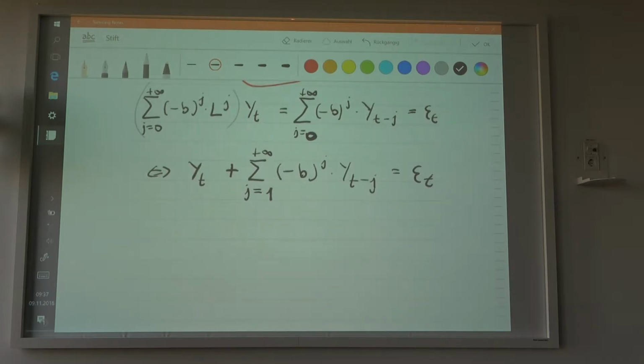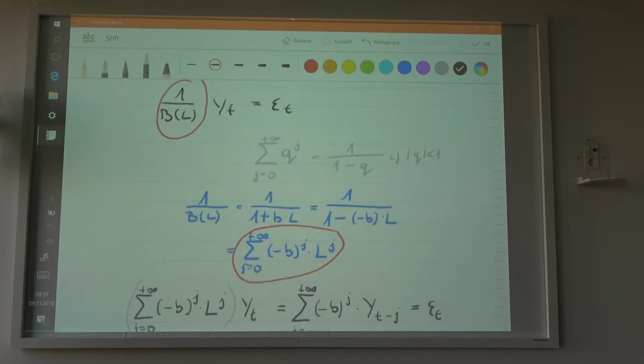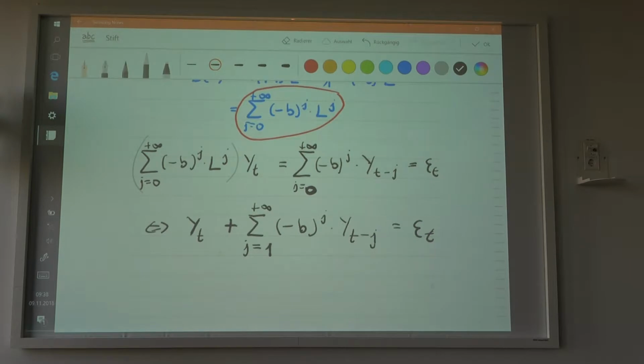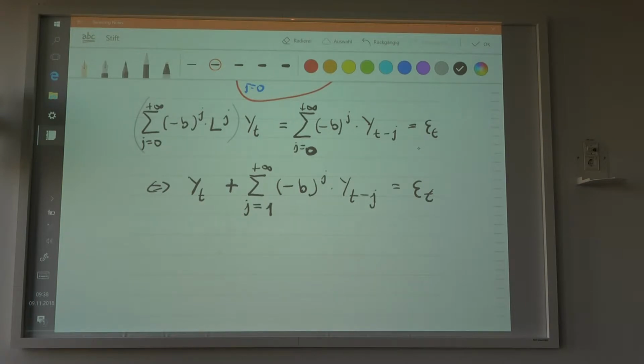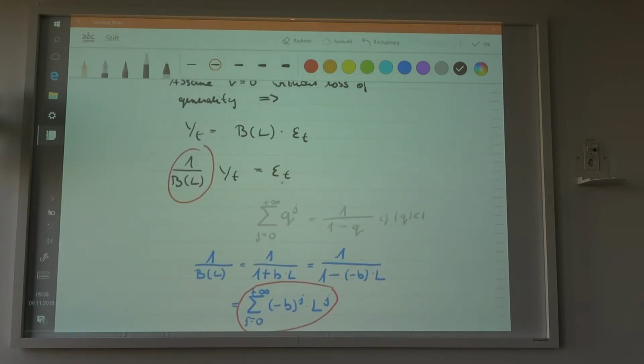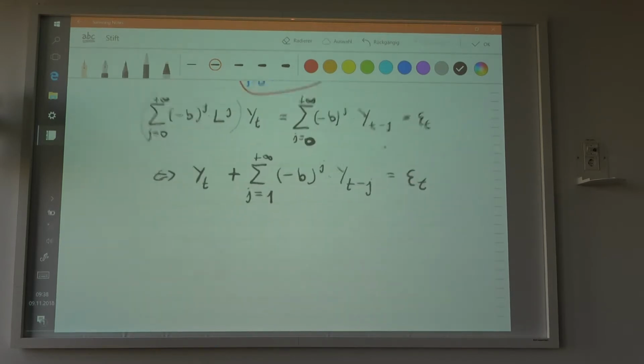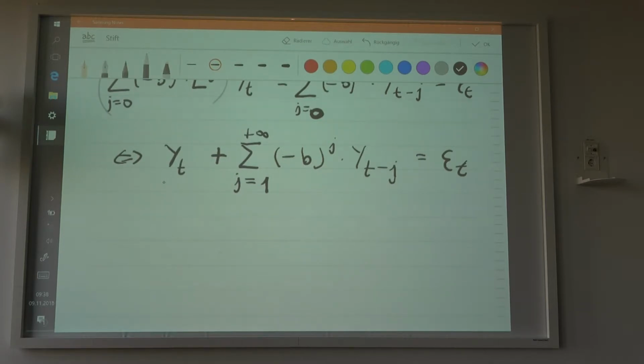Again, I started here, I developed the Taylor series for this point around 0, and then I replaced that expression for the inverse of the lag polynomial. Of course this is equal to the noise because that's how we started. Then all I'm doing is taking the first one out, and I'm going to move this expression from the left-hand side to the right-hand side of the equation.